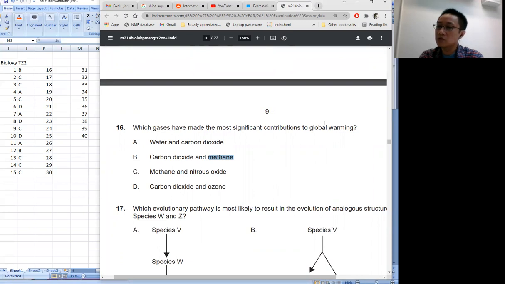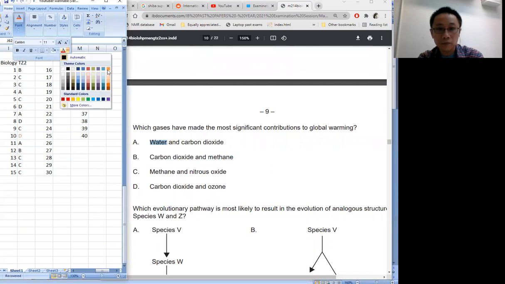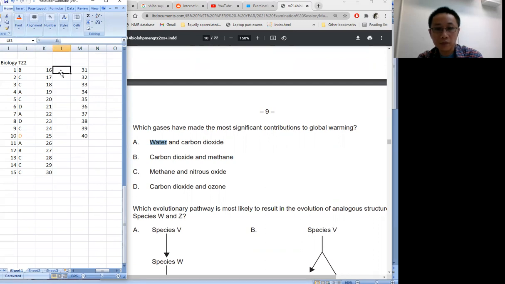So, contribution to global warming. I think global warming is defined to be the result of the enhanced greenhouse effect. So water, which is mostly responsible for the natural greenhouse effect, is probably not correct. I'm not sure about this one. Let me just color code the ones that I'm not sure about. And then 16, I'll go for B for now. Ozone is not famous for its greenhouse gas effect.